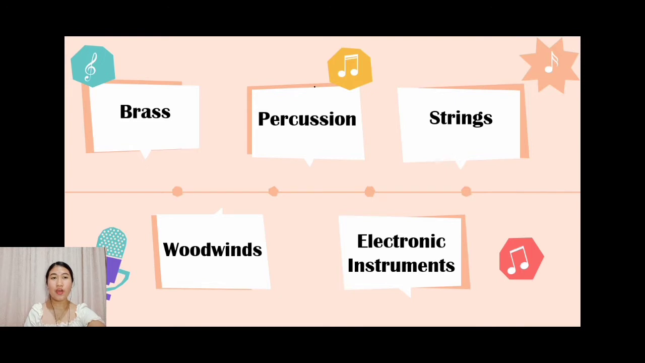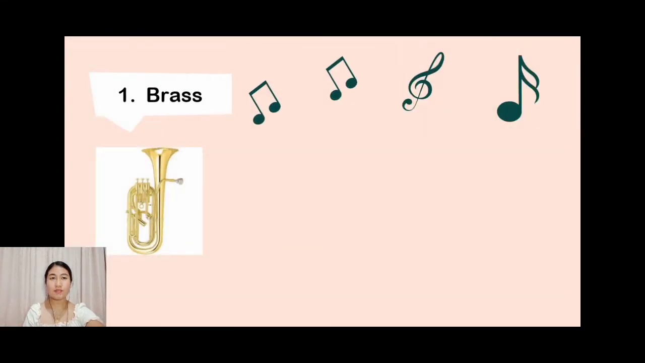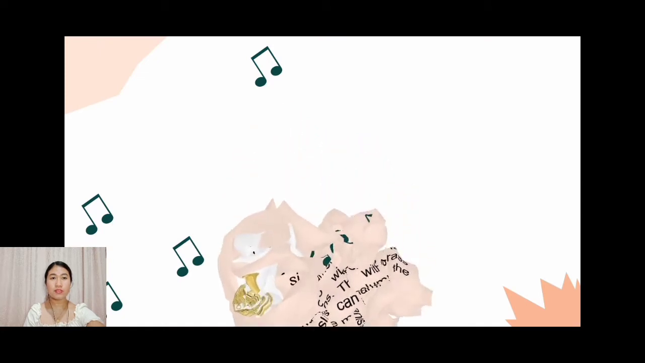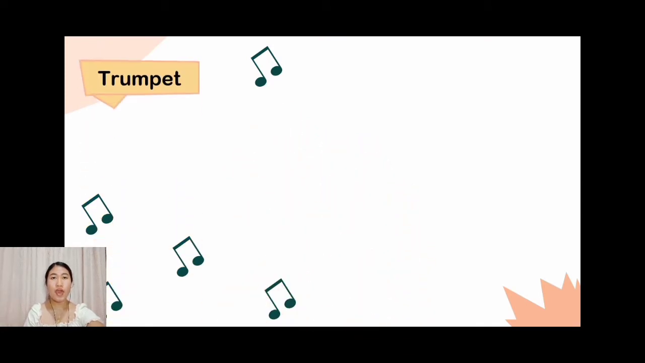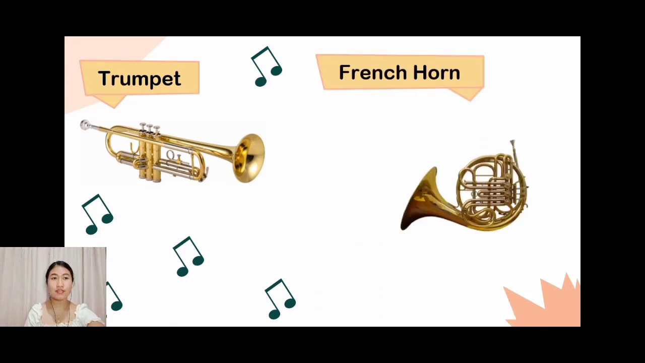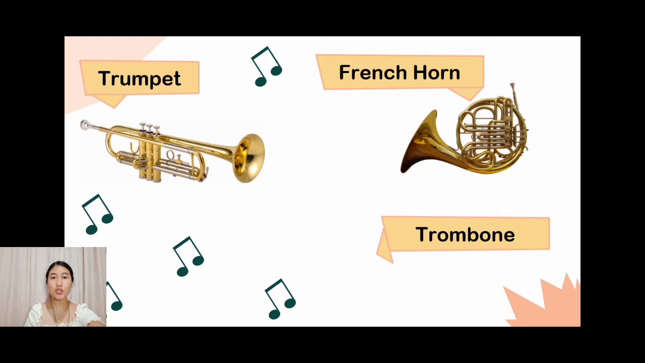So the first one, we have the brass. The brass instruments can be expected to work similarly to wind instruments with a few modifications. The length of the air column of brass instruments can actually be changed with the help of a slide mechanism or press valves. So these are the examples of brass instruments. We have the trumpet, French horn, and the trombone.